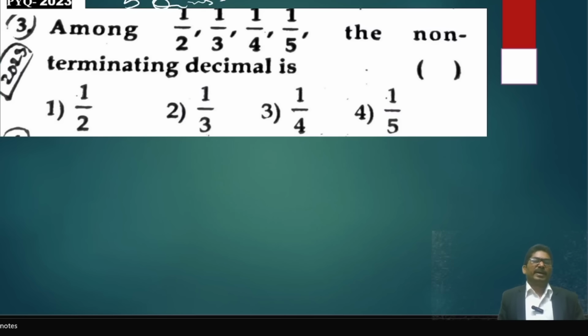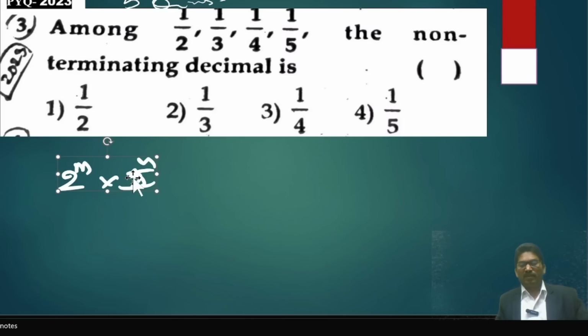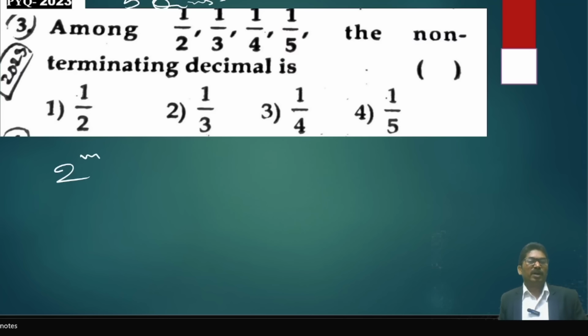How can we express a non-terminating decimal? If we can't write the denominator in the form of 2 power m into 5 power n, then it can't be written as a terminating decimal.